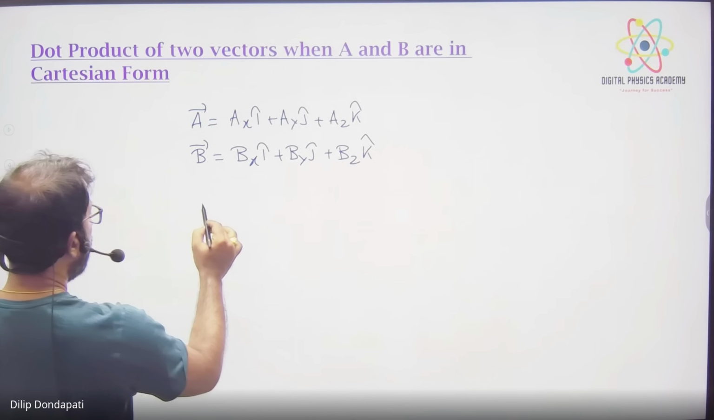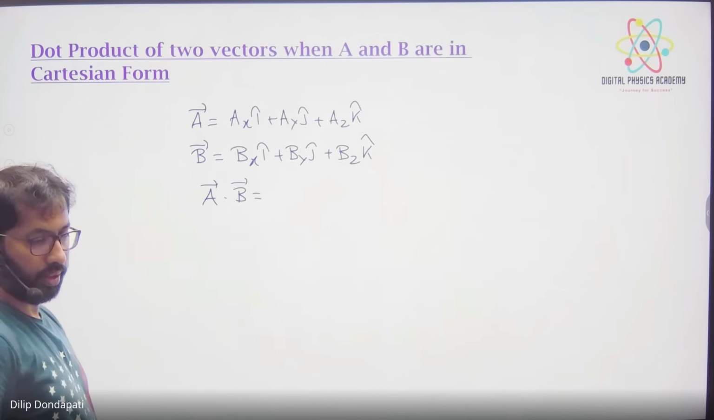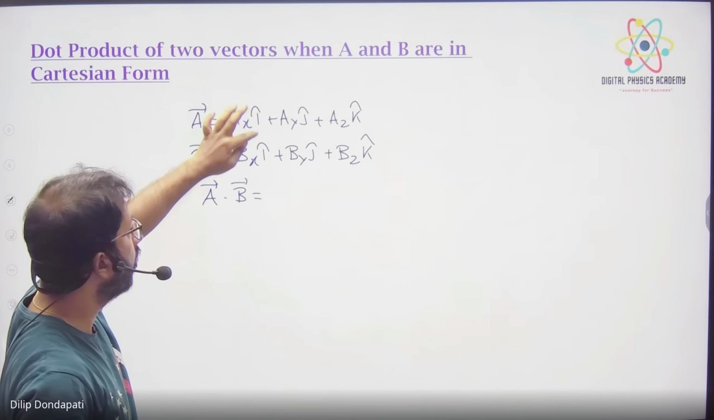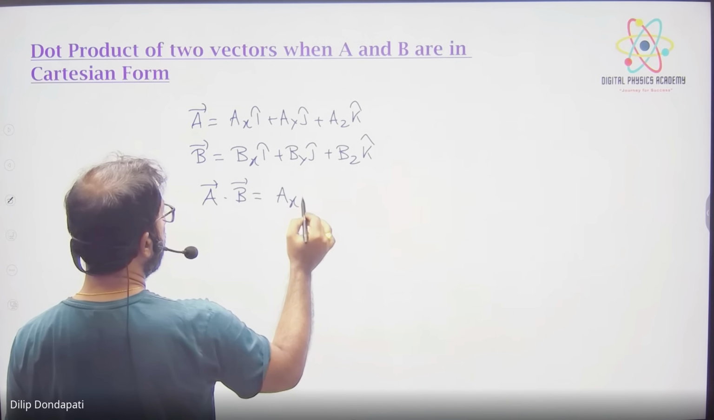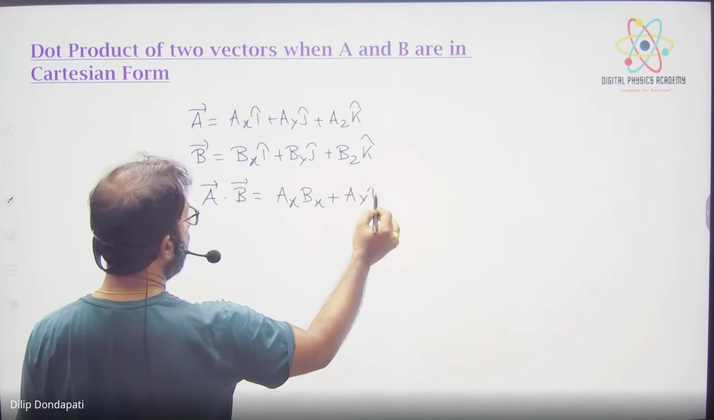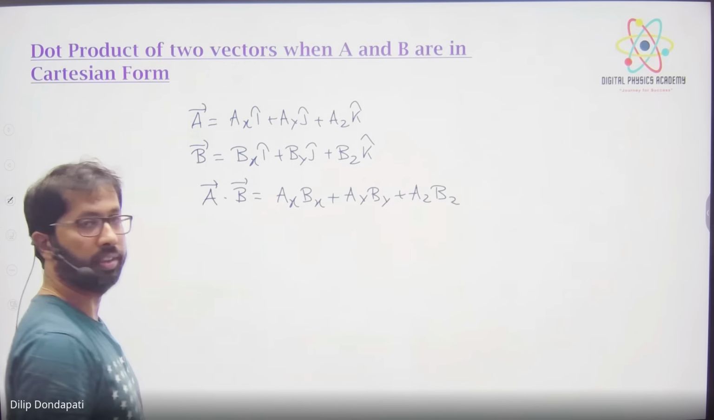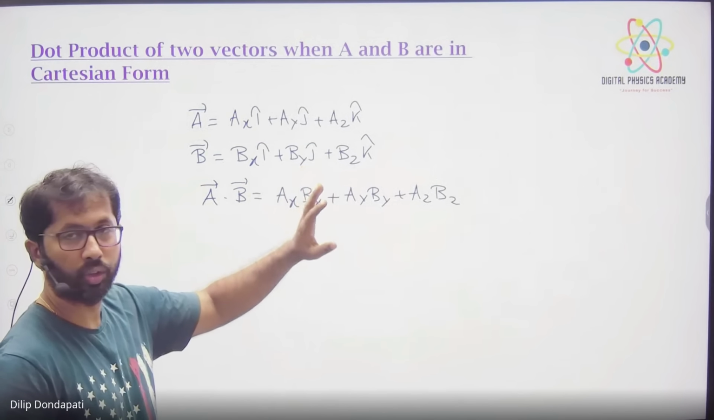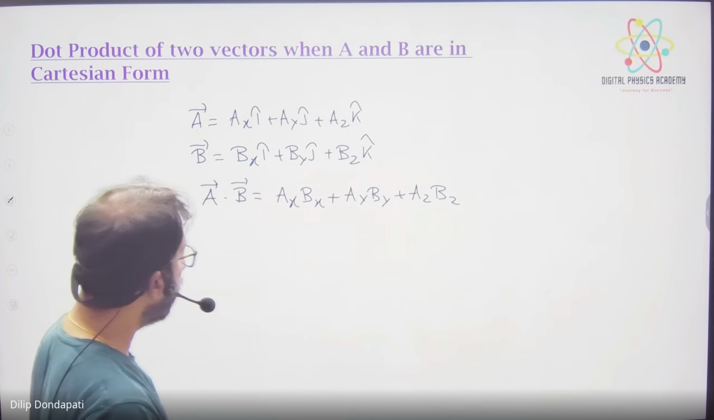Tell me what is A dot B that time? See, I dot I is how much? 1. So what is the answer? Ax Bx plus Ay By plus Az Bz. खत्म. Simply multiply करने का. We can't multiply I dot j, both are 0. So I and I only multiply, j and j only multiply, k and k only multiply.